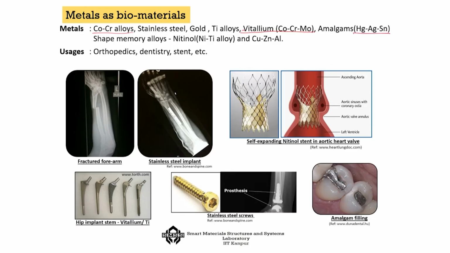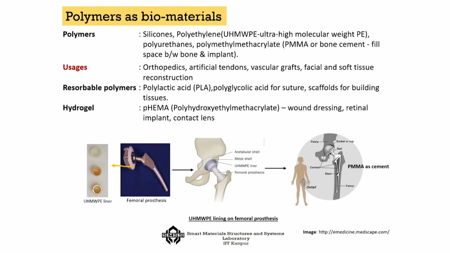mercury, silver and stannum. Shape memory alloys, of course, I have talked about both binary type or tertiary type, and they are used in so many intelligent applications. As I told you, starting from the joining in terms of implants, so many types of implants, and then the heart valve itself, and then the amalgam for the teeth. There are plenty of applications of such materials.